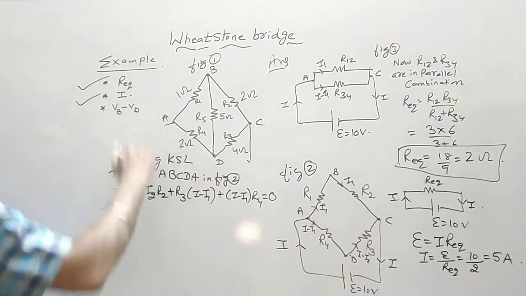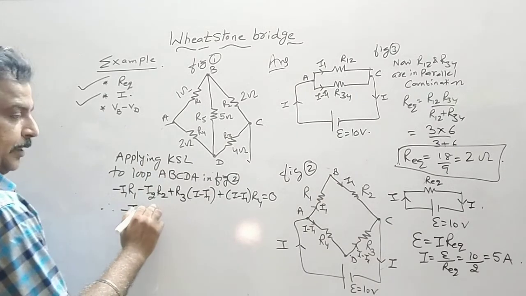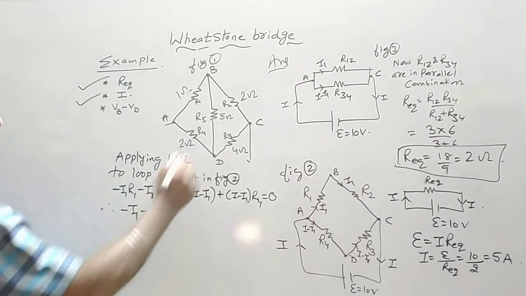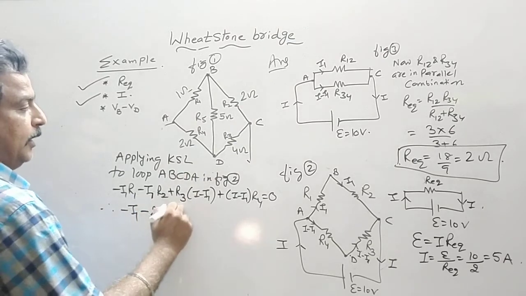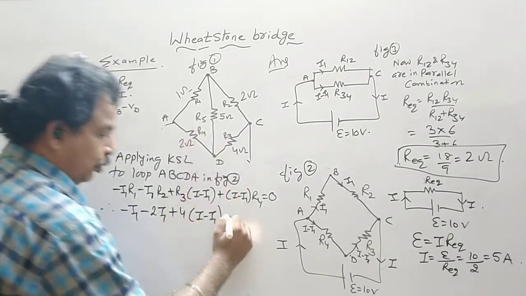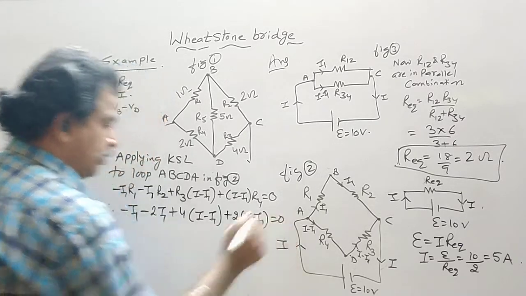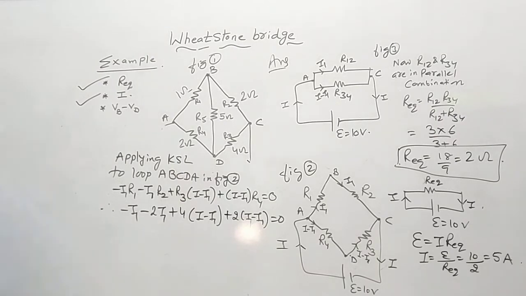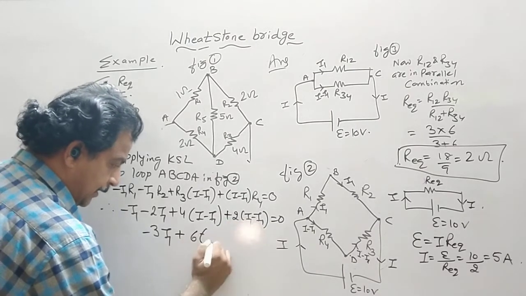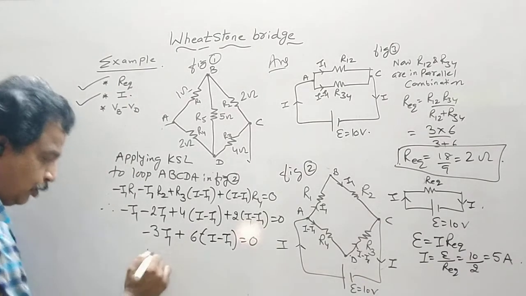Therefore, substituting the values, R1 is 1, so minus I1. R2 is 2, and the current is I1, so minus 2I1. R3 is 4, so plus 4 (I minus I1). R4 is 2, so 2 (I minus I1) equal to 0. So this can be written as minus 3I1 plus, both are the same term, 6 (I minus I1) equal to 0. Therefore, substitute the value of I.